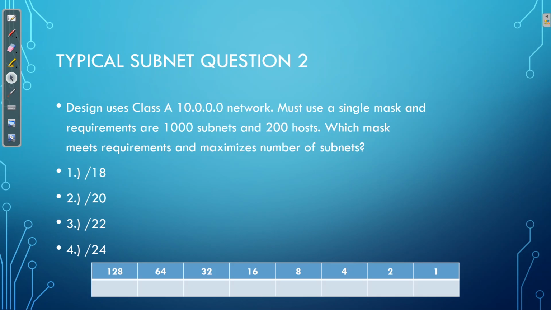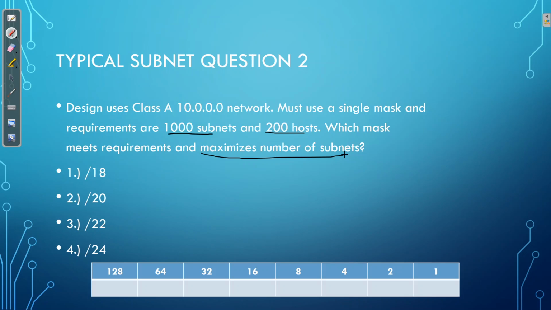So I'm assuming you paused the video, so I'm going to dive straight in. The way that I would tackle this particular question would again be to look at the question and work out what they're actually asking from me. So I know my requirements, 1000 subnets, 200 hosts per subnet, and it says here, which mask meets the requirements and maximizes the number of subnets. Now when I see this, this is what I think. I need to use the largest subnet mask I can while still allowing for the number of hosts per subnet.